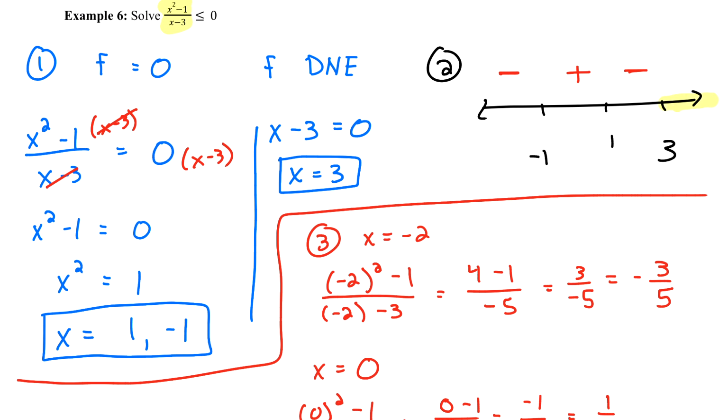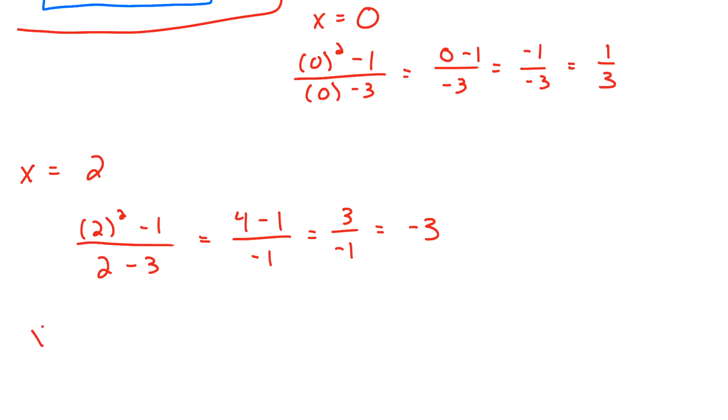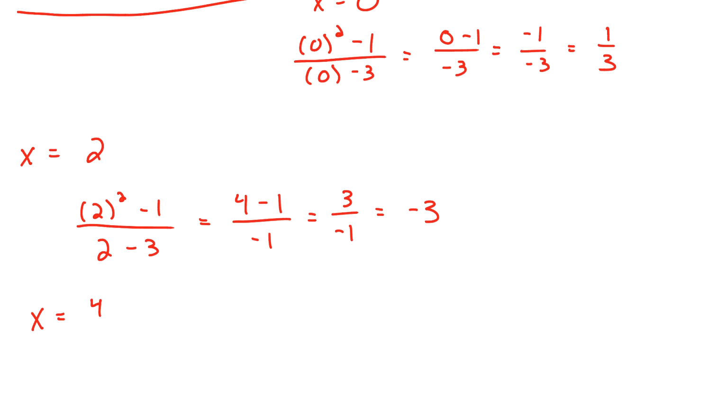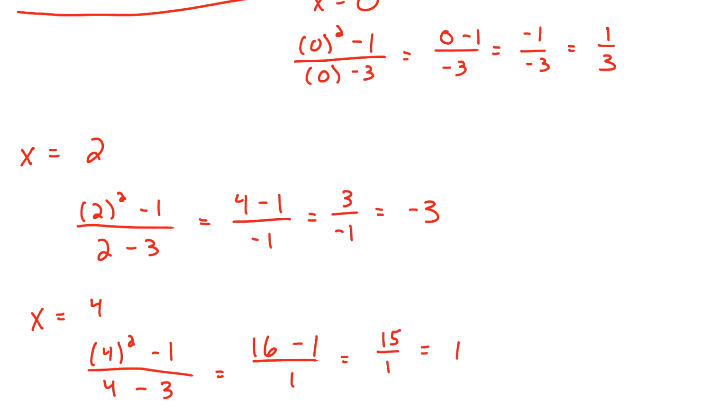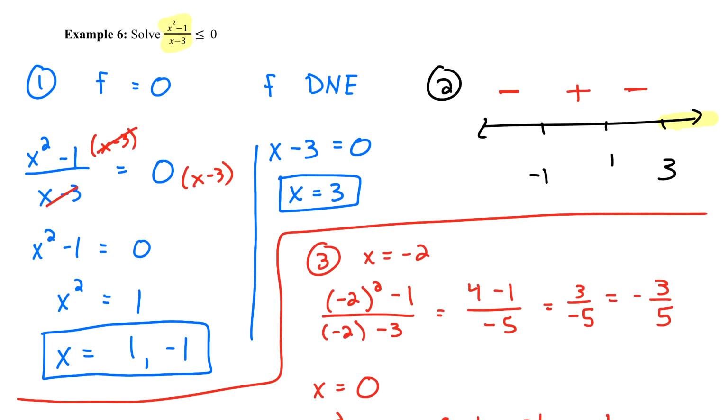We need to work on the right-hand side of 3. So how about x equals 4? So for x equals 4, here we'll have 4 squared minus 1 over 4 minus 3. Here, 4 squared, I should have 16 minus 1. 4 minus 3, that's going to be a positive 1. 15 over 1 just gives me a positive 15, so it's positive here. So it is positive on this last interval.